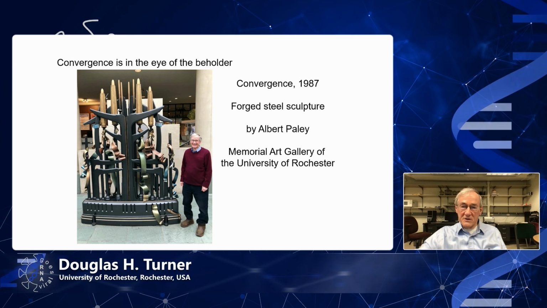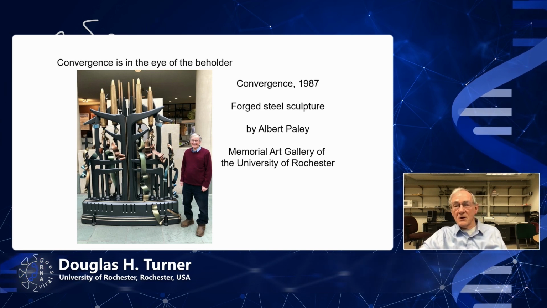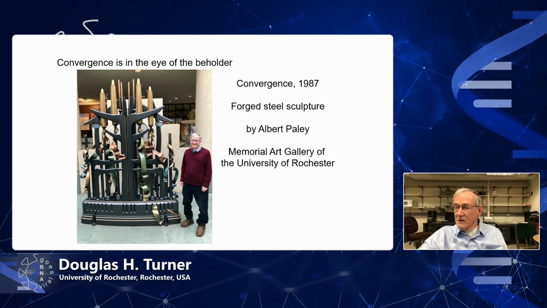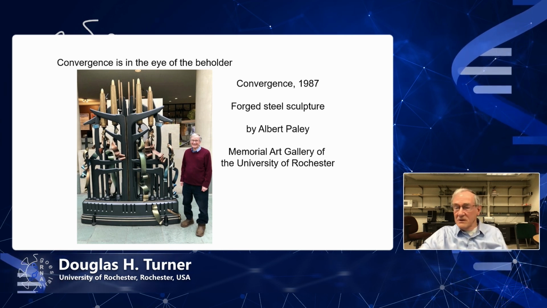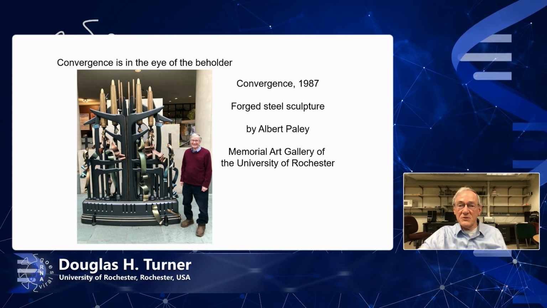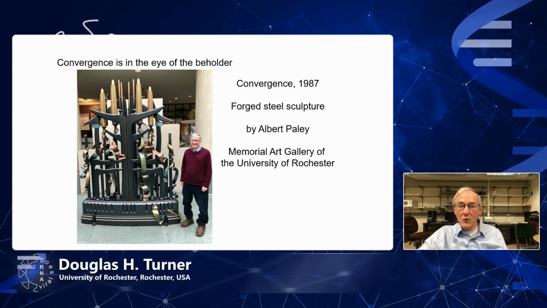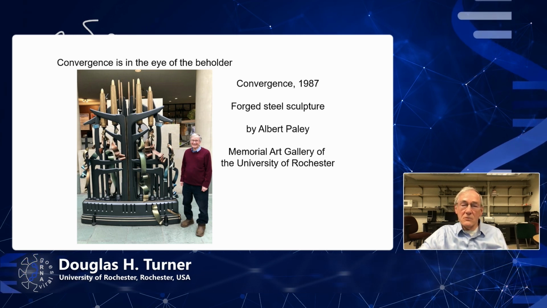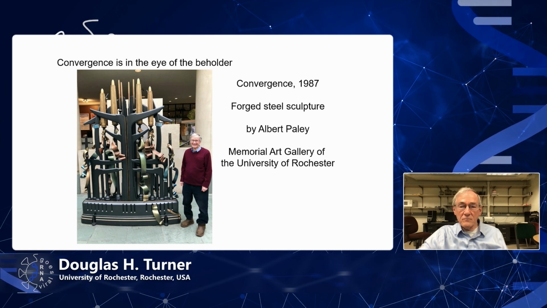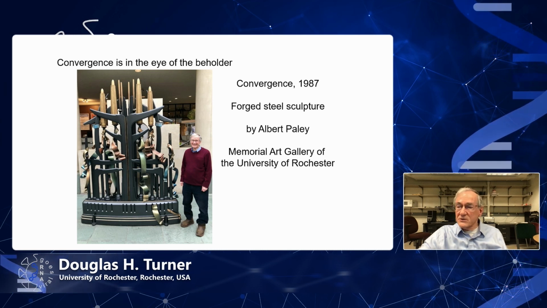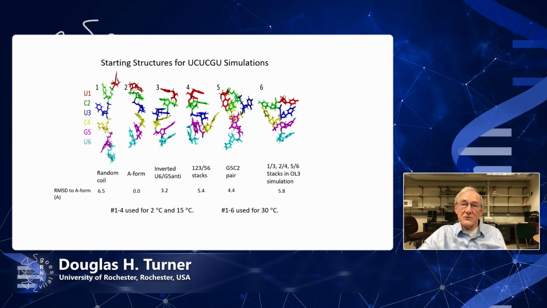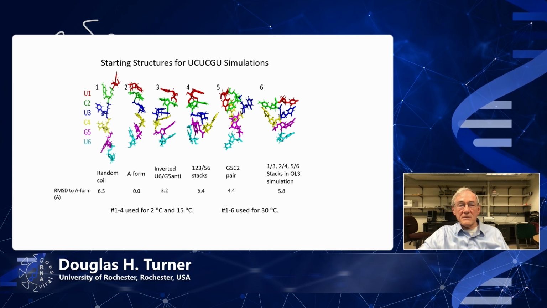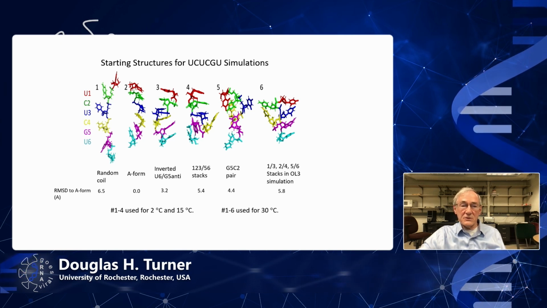And this is also an advertisement for a famous sculptor in Rochester named Albert Paley. He has his sculptures in many museums, but one is at the Memorial Art Gallery in the University of Rochester. So how do you deal with the fact that you can't really prove convergence? What you can do is try different starting structures. So that's what we've done, and see if you get the same result from your simulations.